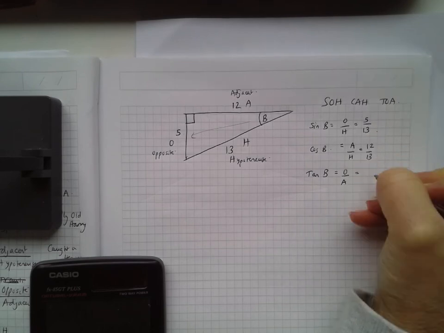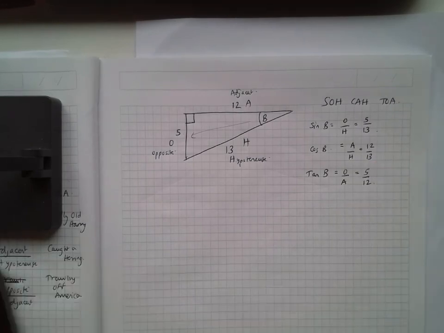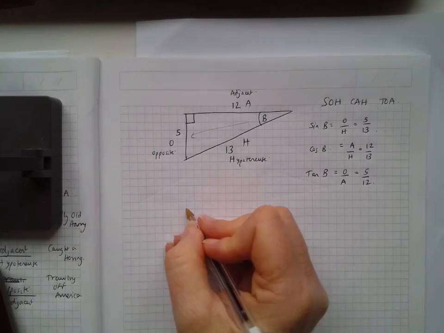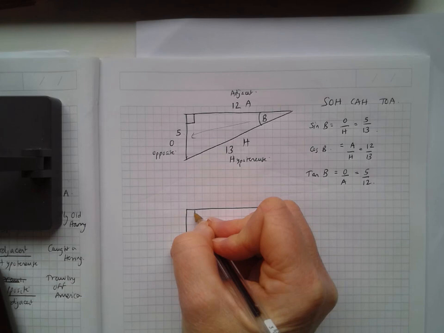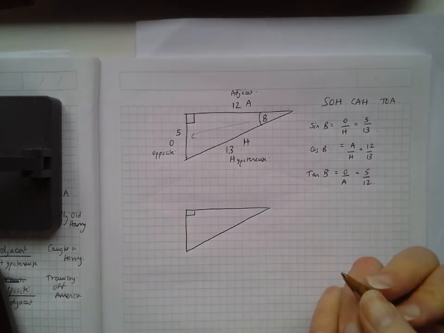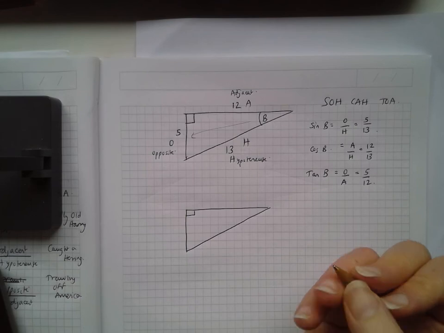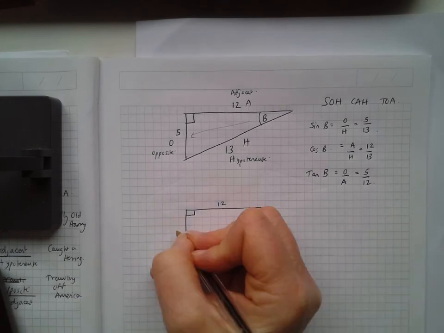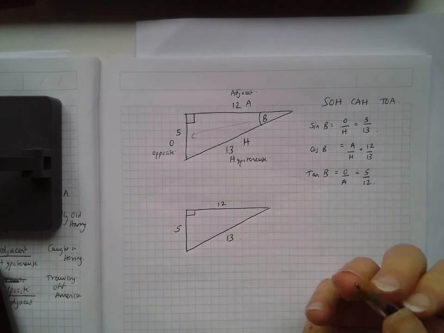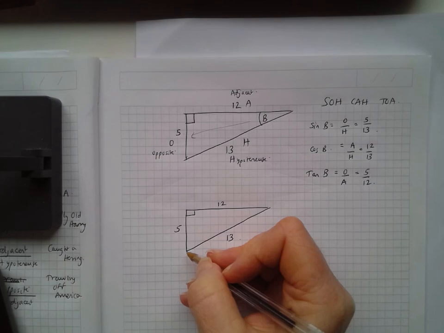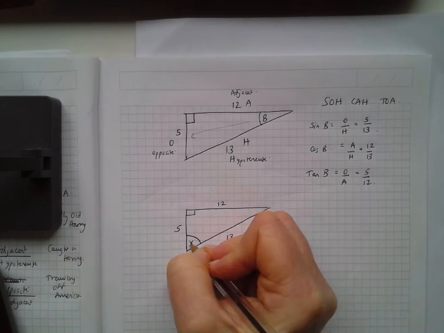So hopefully what you've found is that sine B is 5 over 13, cos B is 12 over 13, and tan B is 5 over 12. Now, the last thing we're going to do is, let's say that instead of this being the angle, we actually decided to do this angle. We called it X or Y or C or something. And we did the other angle in the triangle.